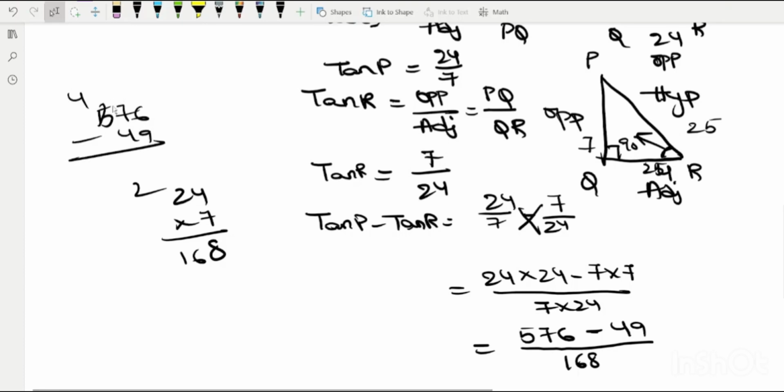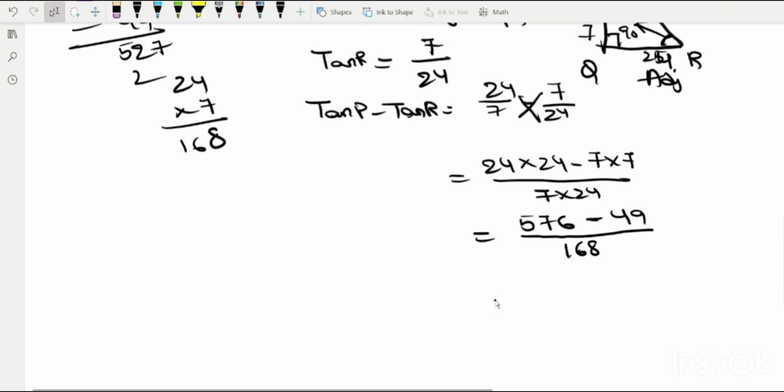So this would be 4, sorry. So this would be 6, this would be 16. 16 minus 9 would be 7. 6 minus 4 is 2. And this is 5. So the value would be 527 divided by 168. So therefore the value of tan P minus tan R is 527 by 168.